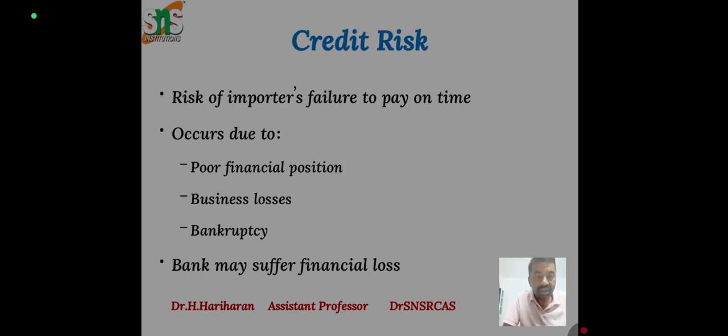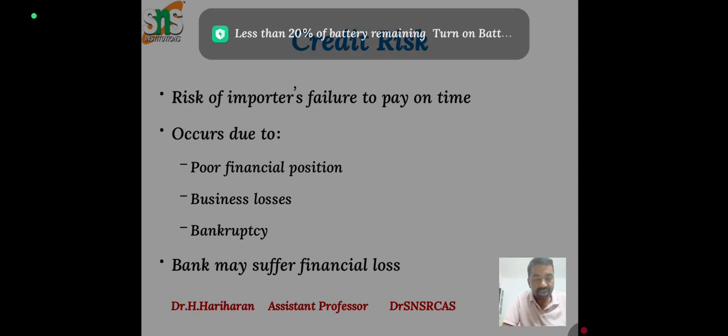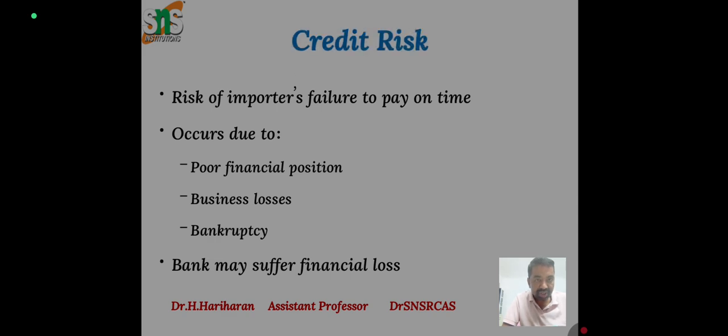Credit risk. Credit risk is the risk of the importer's failure to pay on time. Sometimes importers may fail to pay the amount on time, and it occurs due to poor financial position, business losses, or bankruptcy. The bank may suffer financial losses in some cases.